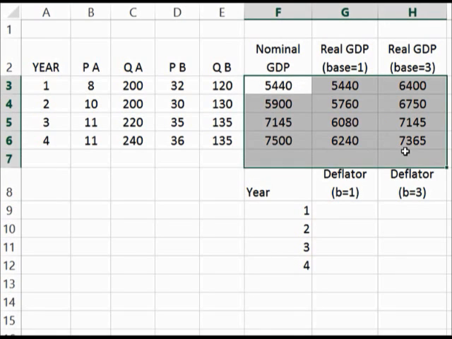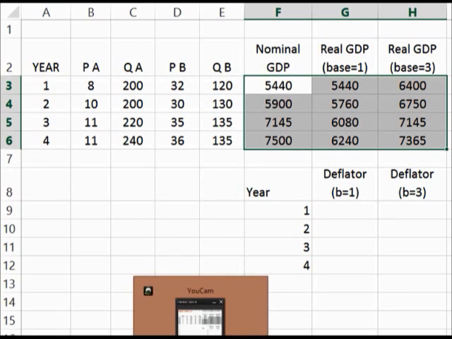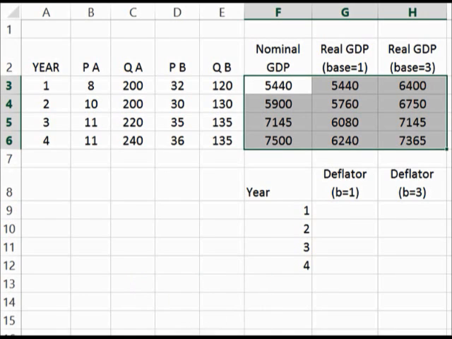Using these 12 numbers, you can calculate the GDP deflator as a ratio of the correct two of them. So calculate that price index, or the real GDP deflator, for all 4 years using year 1 and year 3 as your base year. Again, pause the video while you're doing that, and I will reveal the answers in a second.